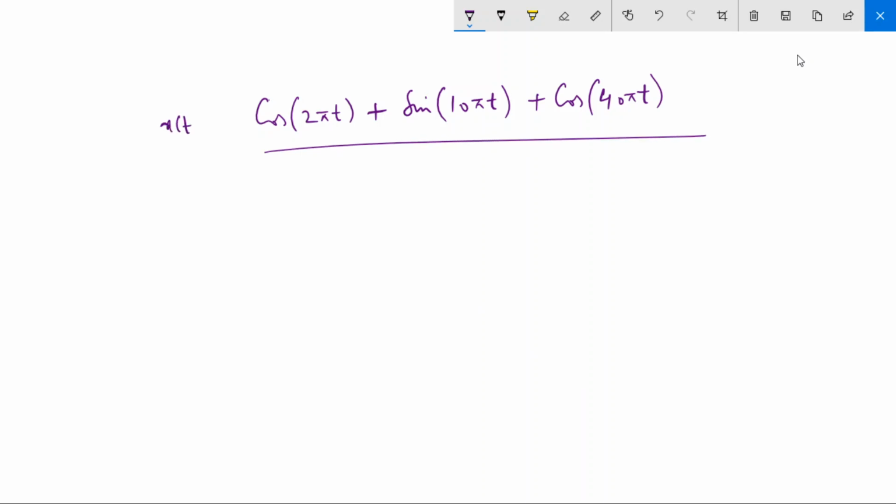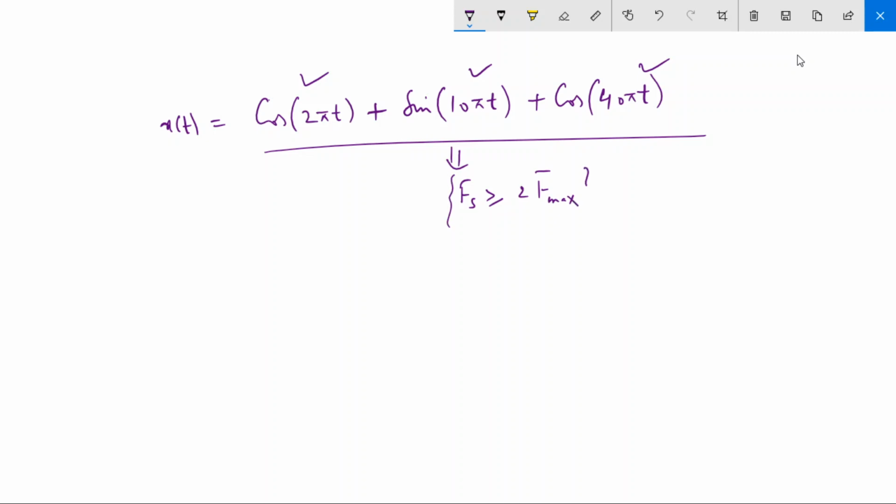This is my input signal, an analog signal, which is now a mixture of three different frequencies. How should I choose the sampling rate for this signal? This must be greater than twice the maximum frequency in the signal.